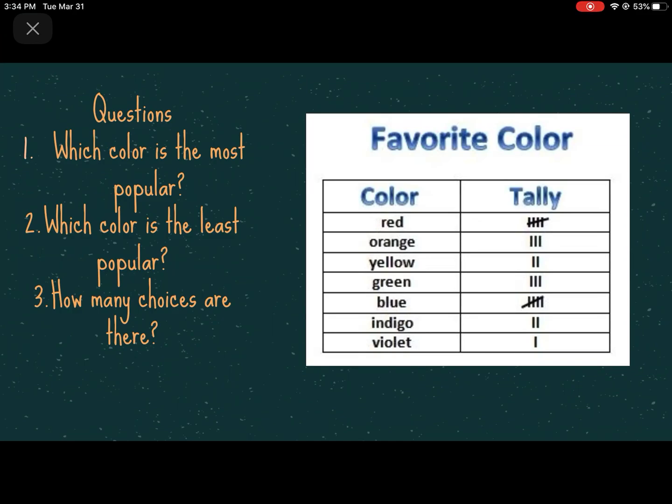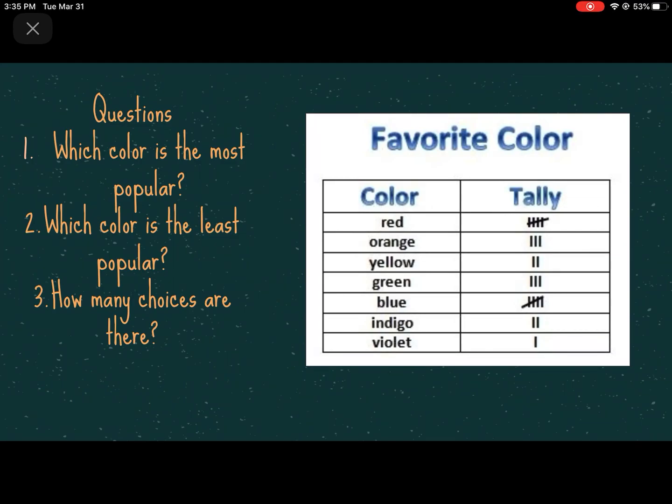If you look, we actually have two that have the same amount. They have the most. Red and blue both have 5. So it's important to write both of them. You can't just write red and you can't just write blue. You have to write both of them.